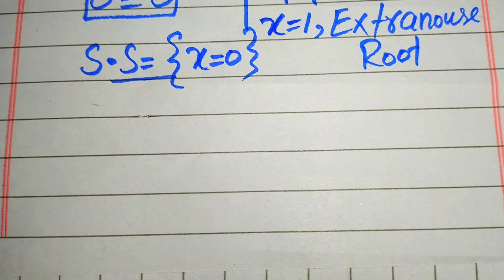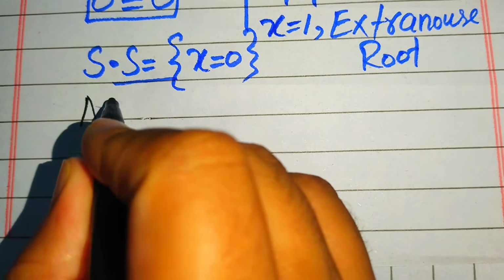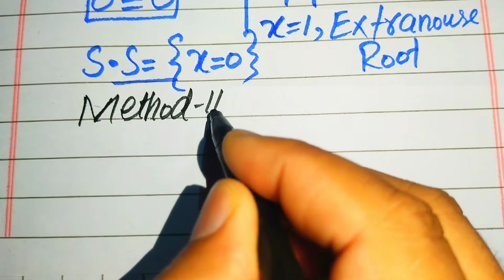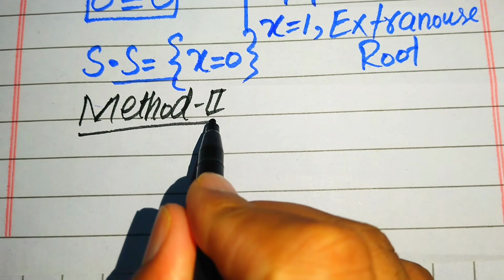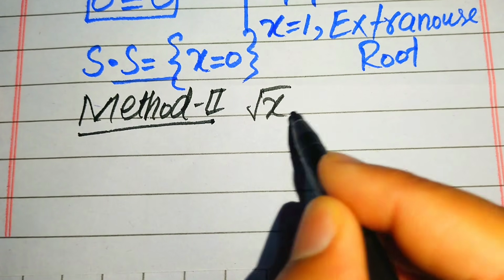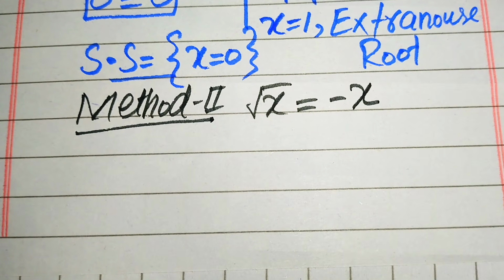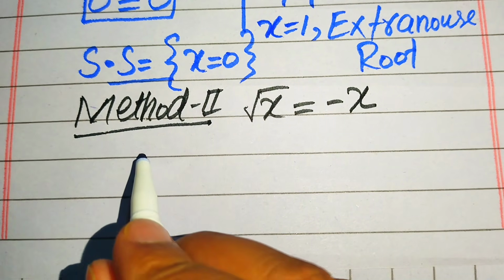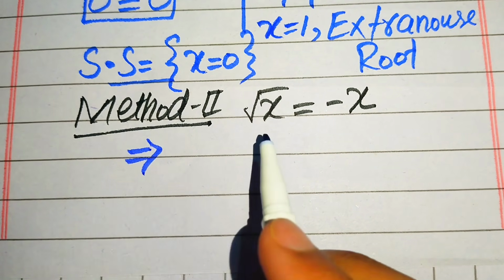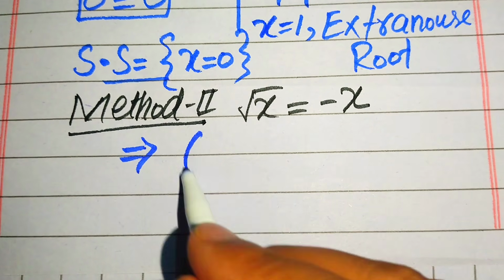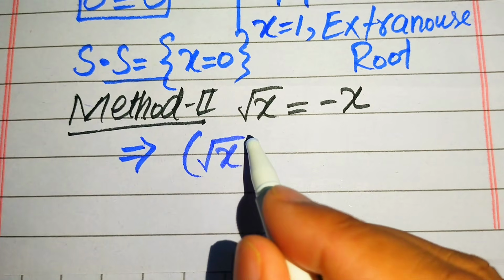And now in the next step we again solve this problem by the second method. So for the second method we need to copy down the given question statement here, and the given question statement is square root of x equals minus x. So here we use another, different approach to solve this problem for the values of x. In this method we remove the square root sign, and for this we will take squaring on both of the sides.